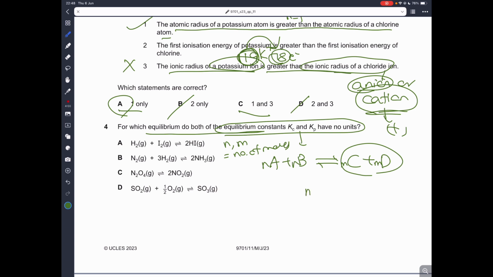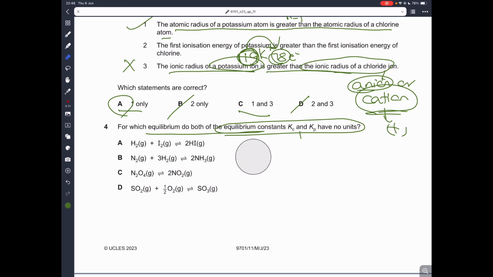The product, in this case C, if we're writing the equilibrium concentration expression, is going to be C to the power n times D to the power m, divided by A to the power n times B to the power n. So this is basically the same thing. We just have to find out if the units cancel each other. So we can start with option A: hydrogen plus iodine makes hydrogen iodide.